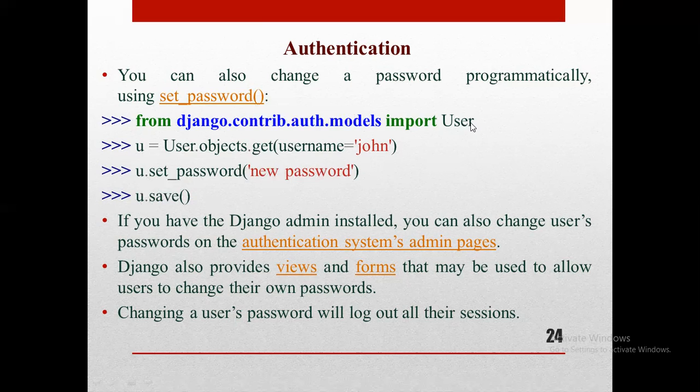We have to import User from django.contrib.auth.models. Then take one object u from the User class: User.objects.get with that username, and set the password with u.set_password, specifying the password in the bracket. Then u.save.